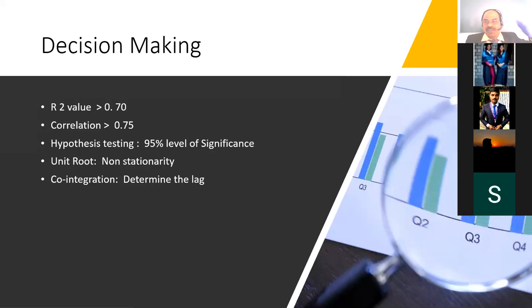If it is non-stationary, it may go like this or it may come down like this. That is the moment. Then the co-integration. If you want to test the co-integration, you have to report not the validity of the co-integration. What is the lag period in co-integration?